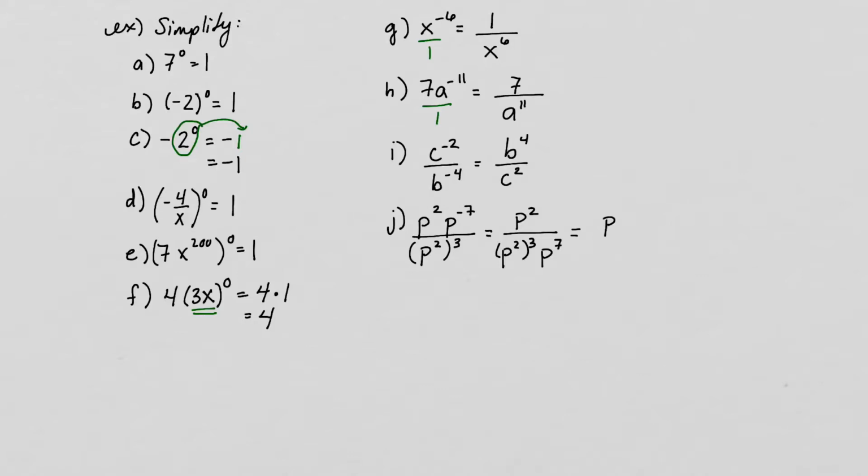So on the top, I still just have a p squared. But on the bottom, this first part here, that's the power rule, p squared cubed. So that's going to be p to the 6th. So p to the 6th, p to the 7th. I can use the product rule to put these together, right? So p to a power, I add them together. So this is going to be p squared over p to the 13th. And remember we did this a couple of videos ago, but I have 2 p's on the top and 13 p's on the bottom. So where do I have more p's? On the bottom. How many more p's do I have? I have 11 of them. So p to the 11 on the bottom, and I just have a 1 on the top.